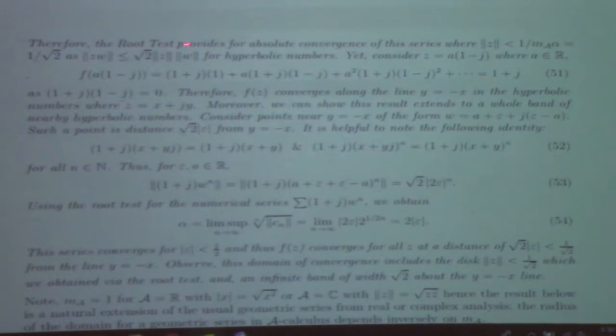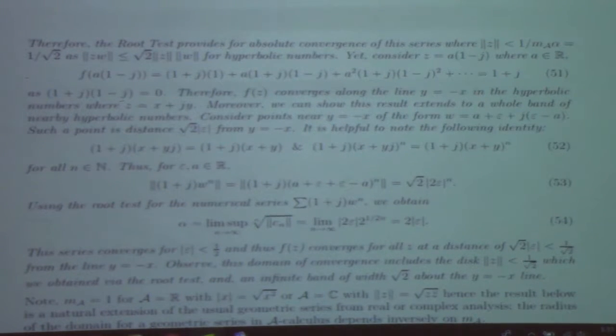Okay, so the root test is still fine, and it suggests that this should converge within 1 over root 2, since that's the m sub a. But you can just straight calculate that any multiple of 1 minus j fed to this function gives you 1 plus j, so it converges for any a. That's the whole y equals x line, which goes much further than 1 over root 2 away from the origin.